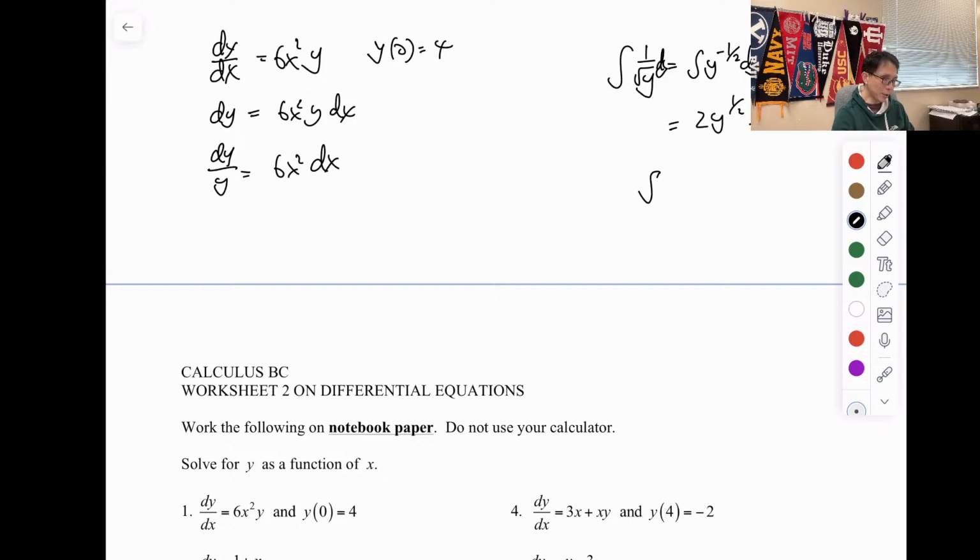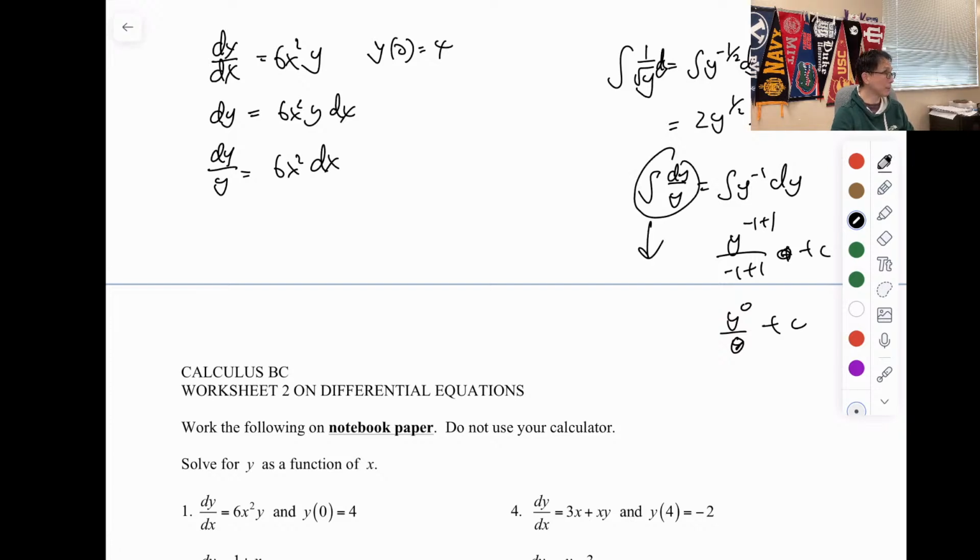Now, if I integrate dy over y, can I move it to the top? But what do I do after that? Yes. So this one is going to be undefined, right? Because you're going to have y to the 0 over 0 plus c. So this has to be ln of y, right? When something over y to the first power, it has to be ln of the absolute value of y.